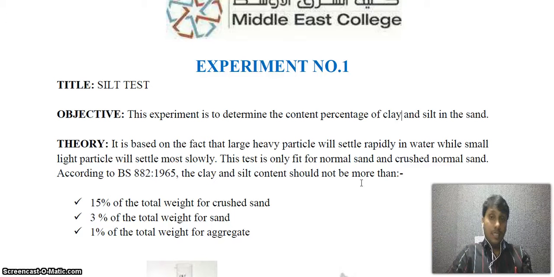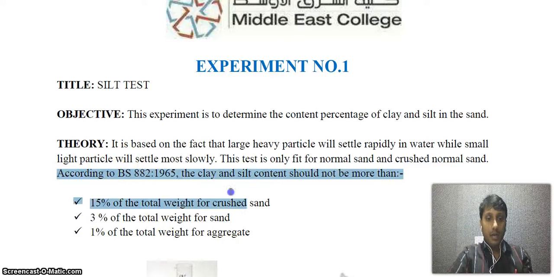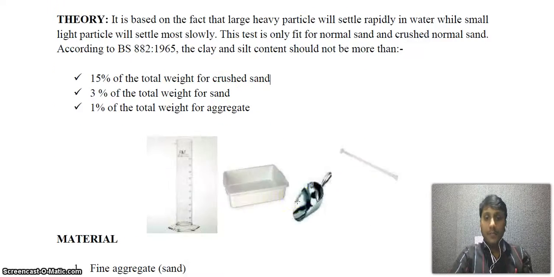According to British Standard, BS means British Standard, 882/1965, you can see here, it is useful to write this while writing the conclusion. According to British Standard 882/1965, the clay and silt content should not be more than 15% of the total weight for crushed sand. In the lab we are generally using this crushed sand itself.